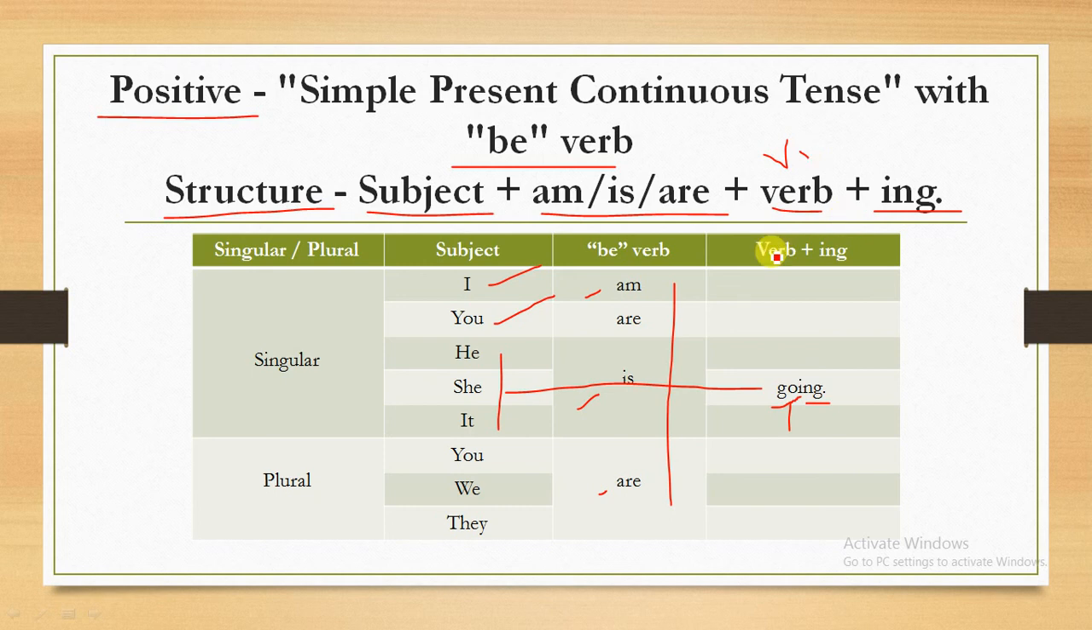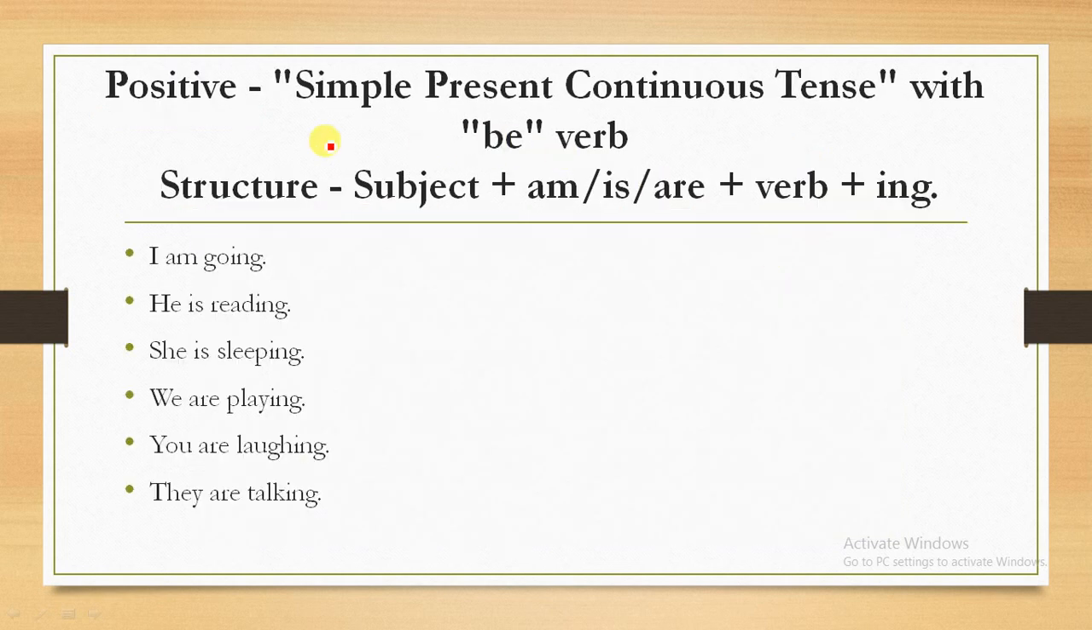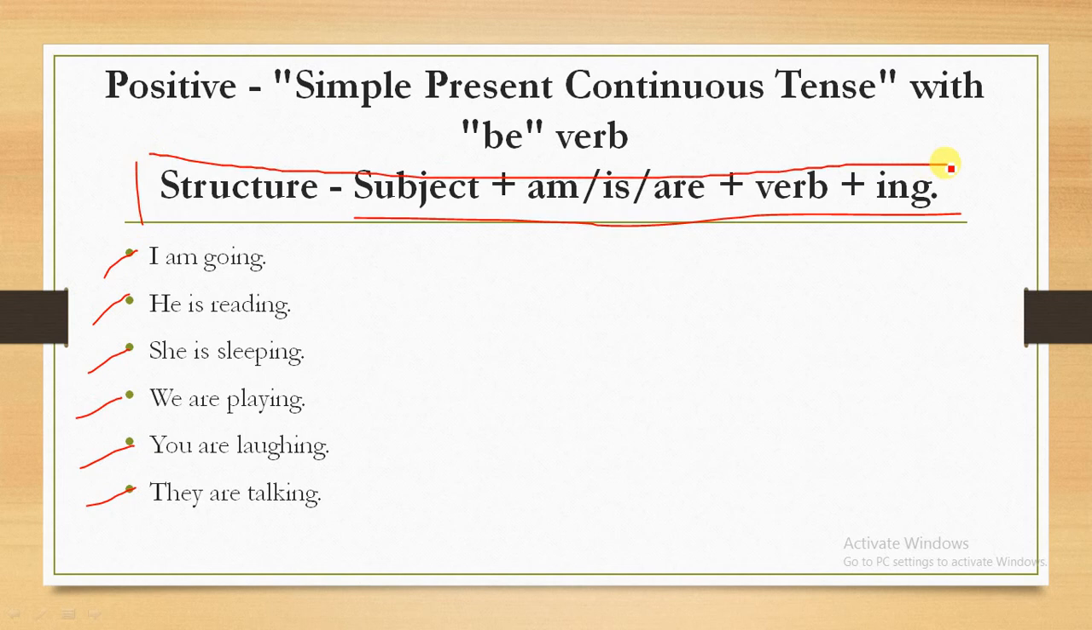Now we'll go through some examples. Examples are: I am going, he is reading, she is sleeping, we are playing, you are laughing, they are talking. You need to just understand this structure, and always remember it in your mind so you can easily create positive sentences in the simple present continuous tense with the help of the be verb.